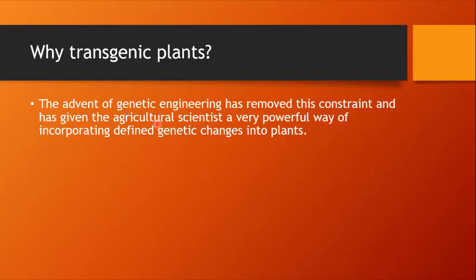Whenever there is a problem, there is a solution as well. So genetic engineering has overcome this particular problem, removed this limitation, removed this disadvantage of selective breeding, and has given agriculture scientists a very powerful way of incorporating defined genetic changes into the plant. As the field of genetic engineering has advanced, it has removed all the barriers which were present in selective breeding, and now agriculture scientists can make crosses and hybrids from different plants as well.